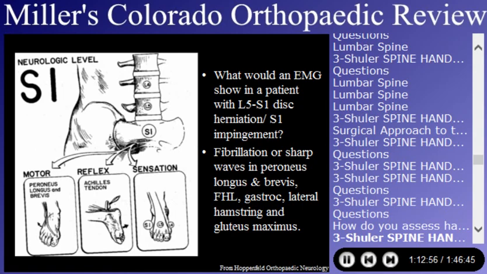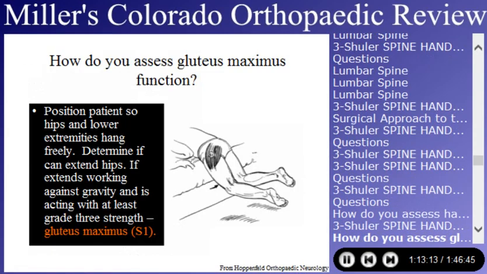What would an EMG show in a patient with L5, S1 disc herniation, and assume a central herniation with S1 nerve root impingement? Sharp waves, peroneus longus, brevis, FHL, gastroc, lateral hamstring, gluteus maximus. How do you assess gluteus maximus? So don't forget it's S1, as shown highlighted by the previous question.